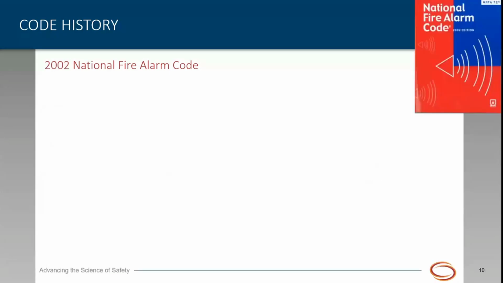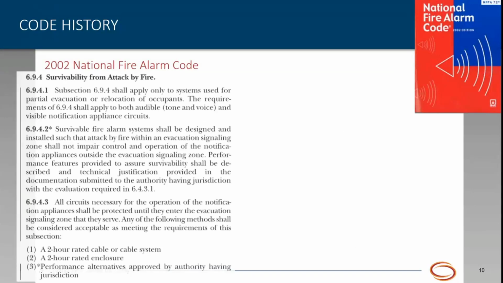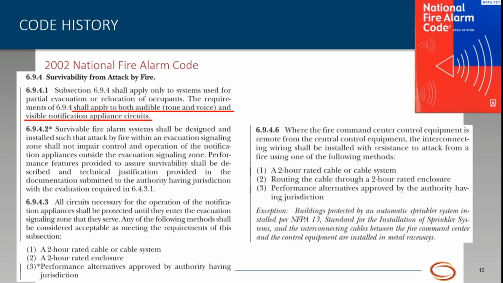In the 2002 edition, they moved all the requirements from Section 3 to the voice section of Section 6. And it changed this 3rd option. So it removed, you can't put it in the stairway anymore, but it now allowed you to do a performance alternative that's approved by the AHJ, and that remains to this day. And they did add clarification specifically saying it does apply to audible, meaning tone or voice circuits, and visible notification appliance circuits. So again, making that very clear.